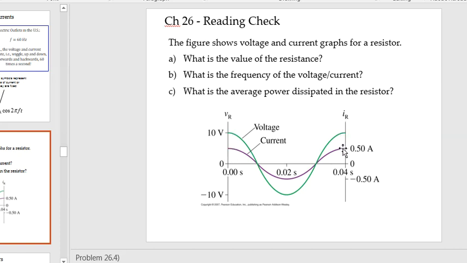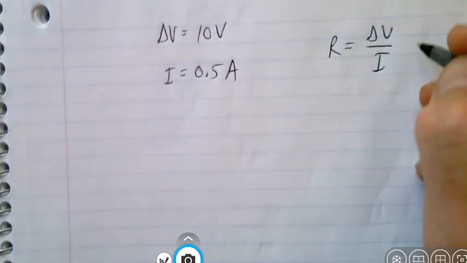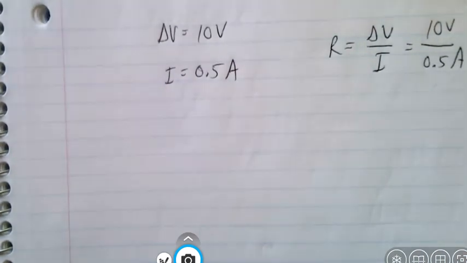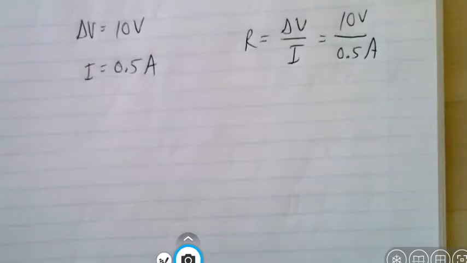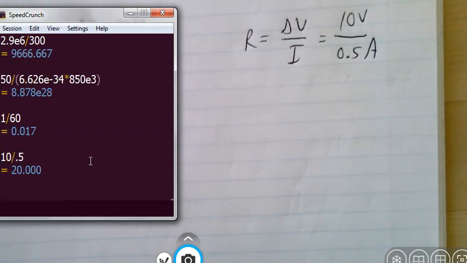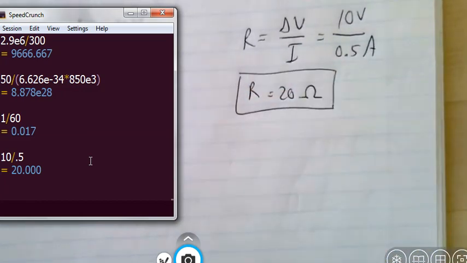If we divided those two, in other words, if voltage, delta V, is equal to 10 volts, and the current is equal to 0.5 amps at some moment, then we should be able to figure out the resistance. The resistance is equal to delta V divided by I. So if that's true, we can write 10 volts divided by 0.5 amps. And that is actually telling us that the resistance is equal to 10 divided by 0.5, which is 20 ohms in this case. So the resistance is equal to 20 ohms for this situation here.